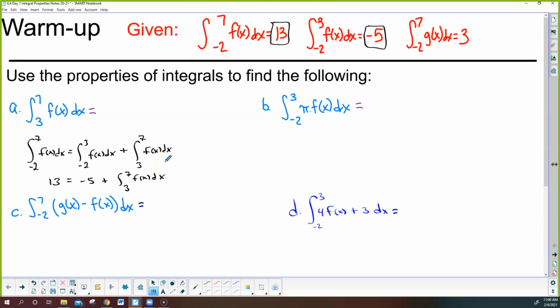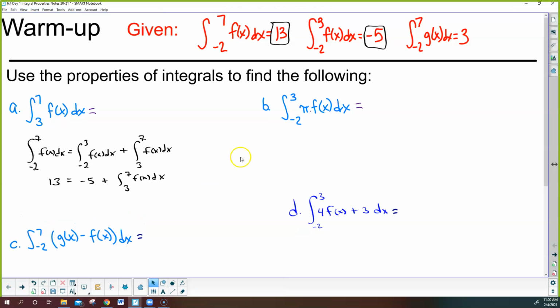And by the way, if this was a multiple choice question and you could do all of this in your head, you don't have to show any work at all, right? You could just say, oh, well, if the whole thing is 13 and I subtract a -5, so in this case I have to move the 5 over, and that will give me 18 is the distance from 3 to 7. Okay, so the answer to this one is 18. And the reason why I showed all this work was just so you could see how the properties work, and that's part of what the video was.